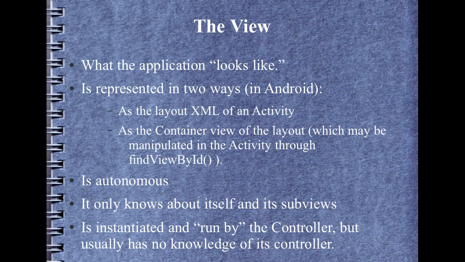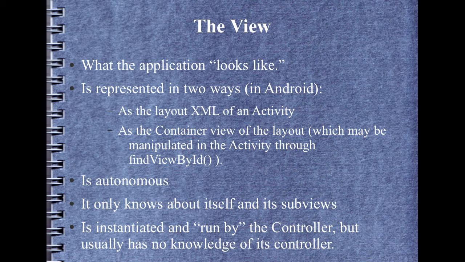The view is what the application looks like, what the user sees. It's represented in two ways in Android. Either it's the static layout XML of an activity, or it's the container view of the layout, which can be manipulated in the activity through find view by ID, or in some cases it may actually be created by the activity. Remember that, for example, if we have a list activity that we want to display a list of something in, that list view created by the list activity is not actually put on the layout XML. It's created by the activity and displayed as the main view of the activity.